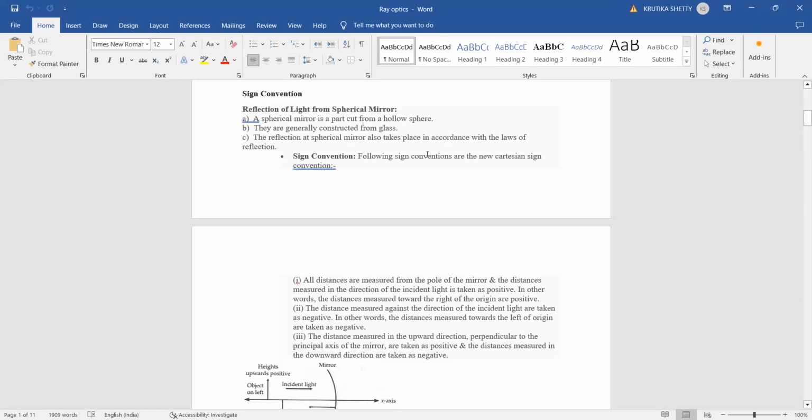So here you can see the following are the sign conventions. So what are the sign conventions? See here. All the distances are measured from the pole of the mirror, and the distances measured in the direction of the incident ray are taken as positive. In other words, the distances measured towards the right of the origin are taken as positive.